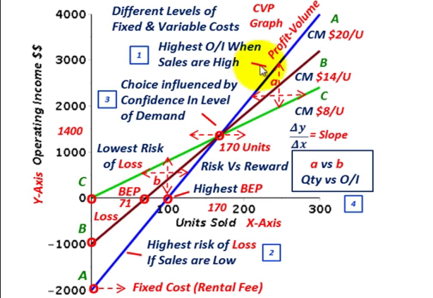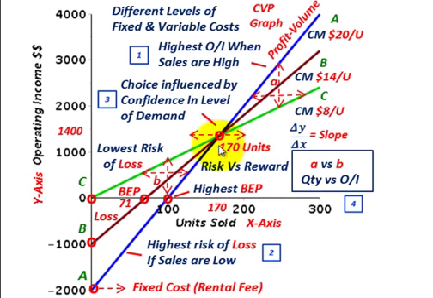Before we move on, just to understand the steepness or the slope of our line, option A has the steepest slope at $20 per unit. When we talk about slope, that's the change in Y, our operating income, over the change in X, our units sold. So you can see for option A, there's a $20 change in operating income based on one unit that we sold. That's our slope, $20 per unit.